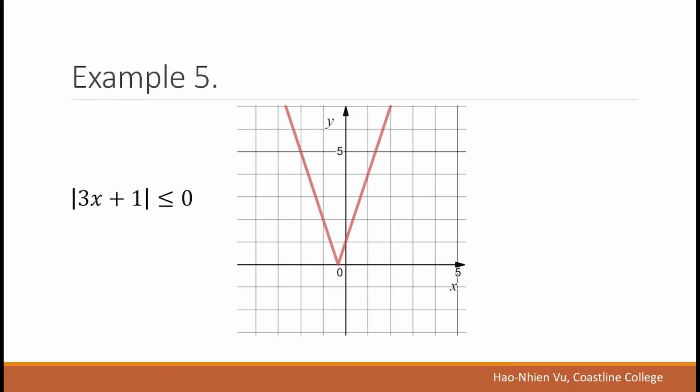All right, so for new practice, you may consider these two examples and try to draw the V shape and figure out what kind of solution it has before actually doing numerical work. Example 5, absolute value of 3x plus 1 is less than or equal to 0. And example 6, absolute value of 3x plus 1 is greater than 0.